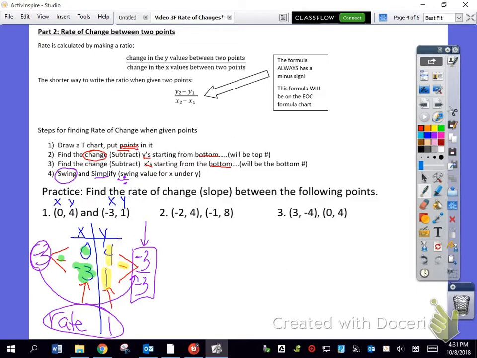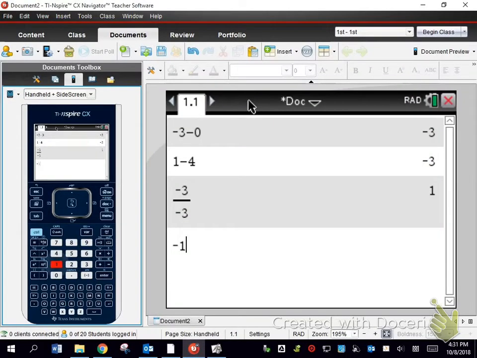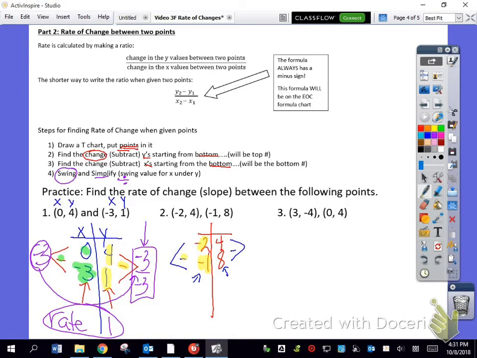Number 2. Very first thing, we're going to set our t-chart. So you have negative 2, 4, and you have negative 1, 8. Now you're going to subtract both sides. And remember, when you subtract, you're going to start from the bottom. So you're going to say negative 1 minus negative 2, and you get positive 1. Now do the same thing on the other side. 8 minus 4, which is 4.